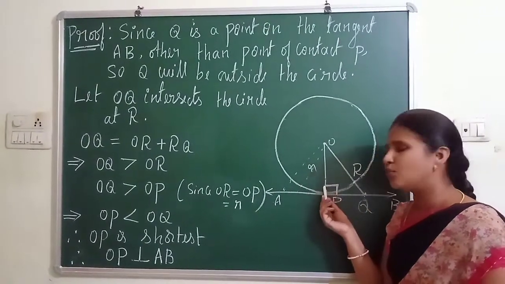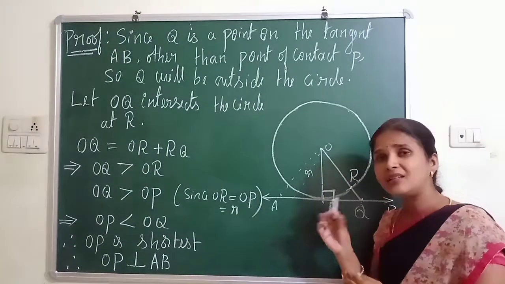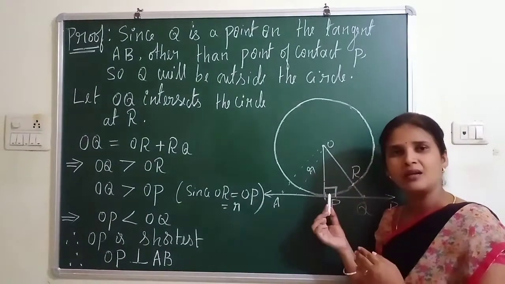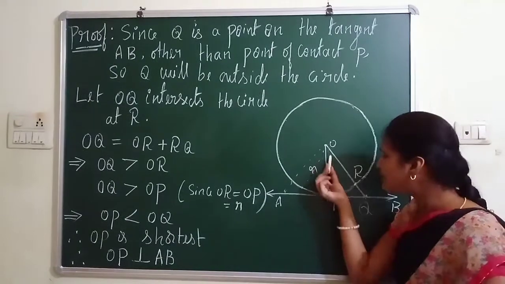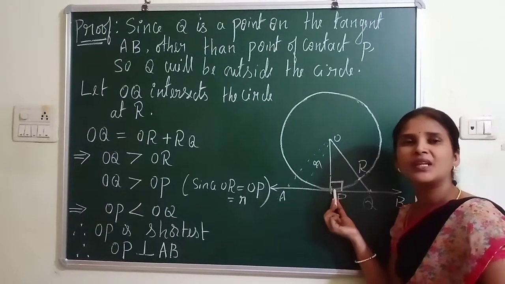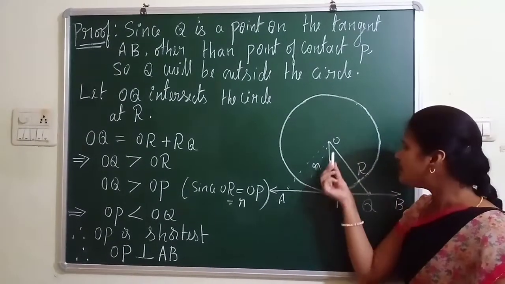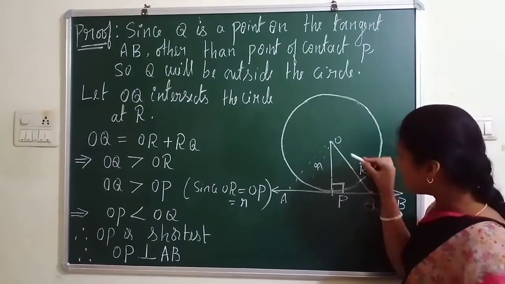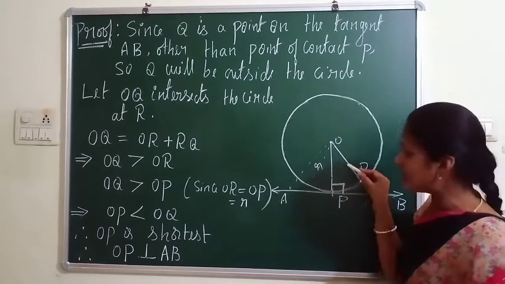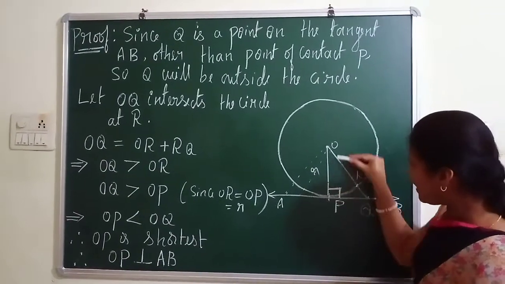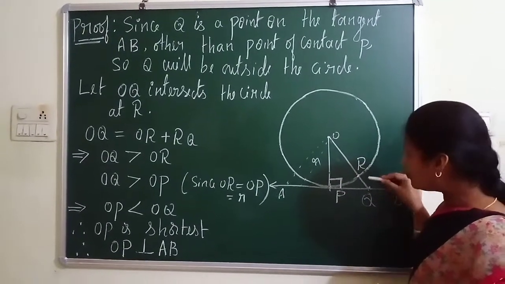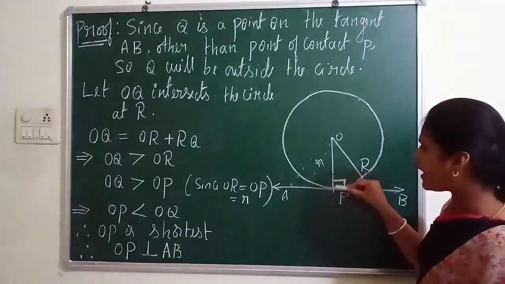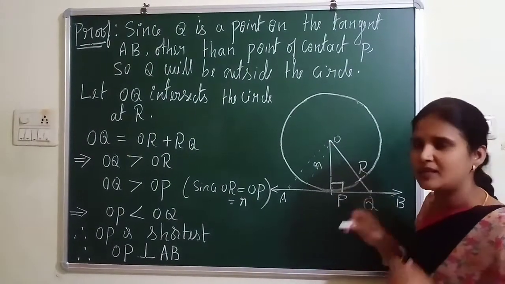I can't prove directly that this angle is 90 degrees, but indirectly, if I prove that this is the shortest side, then I can prove that this radius OP is perpendicular to the given tangent. Now you can see here I have only two line segments, OP and OQ. I have to prove that out of OQ and OP, OP is the shortest.